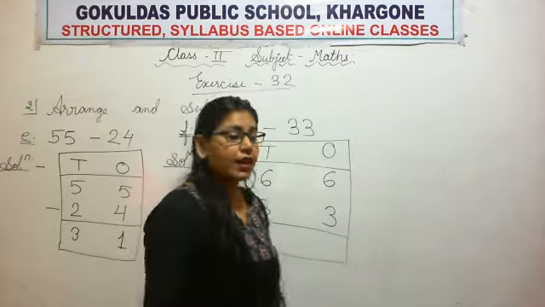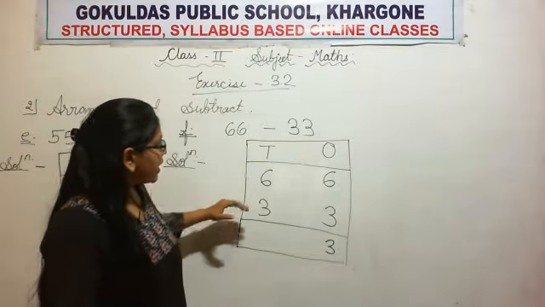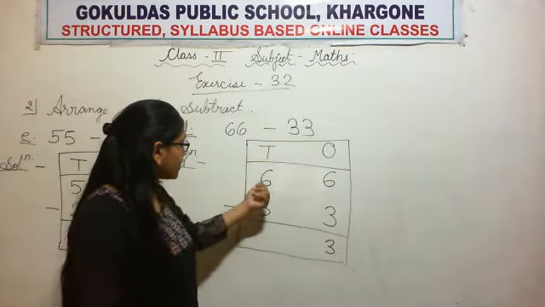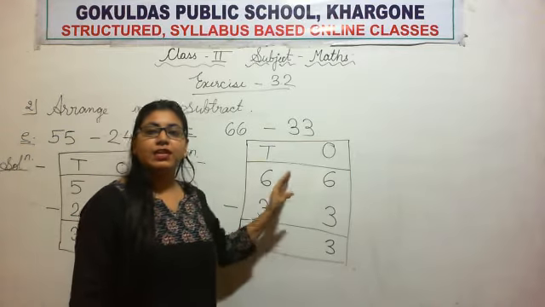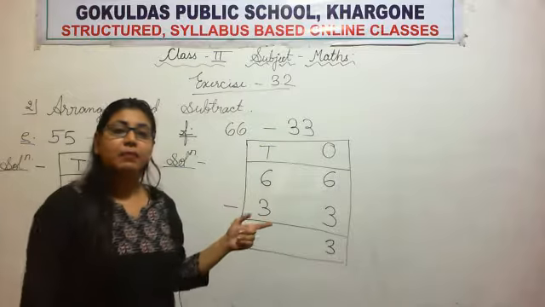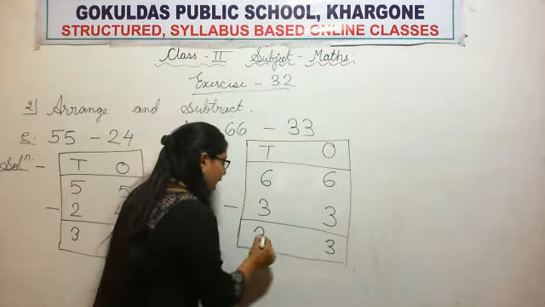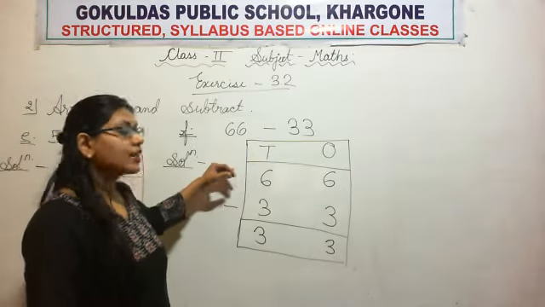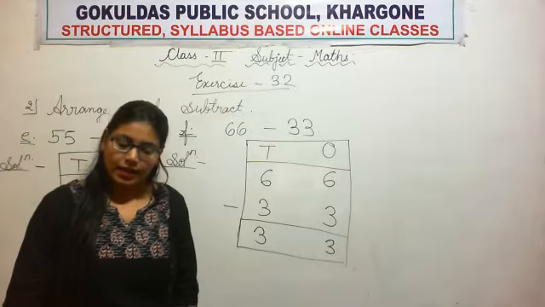It means we'll write the number 3. See, we just did it. 6 minus 3 and 6 minus 3. Both the digits are same. 6 minus 3 and here also both digits are same. It means our answer will be also same. So we will write 3 again. So 66 minus 33 is equal to 33.